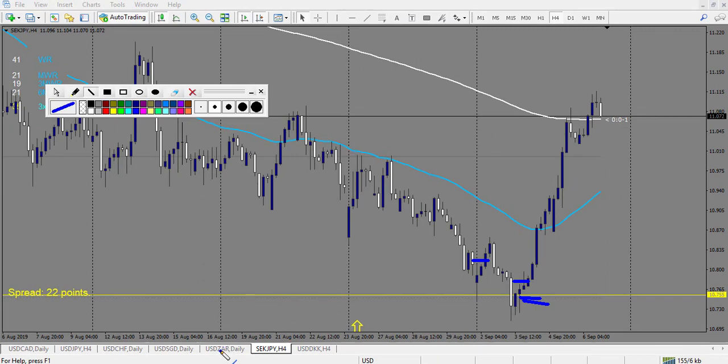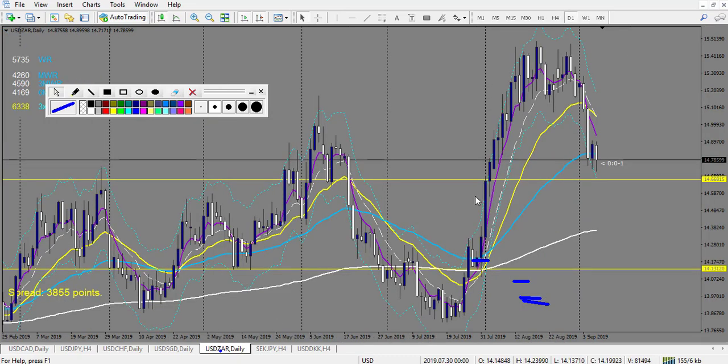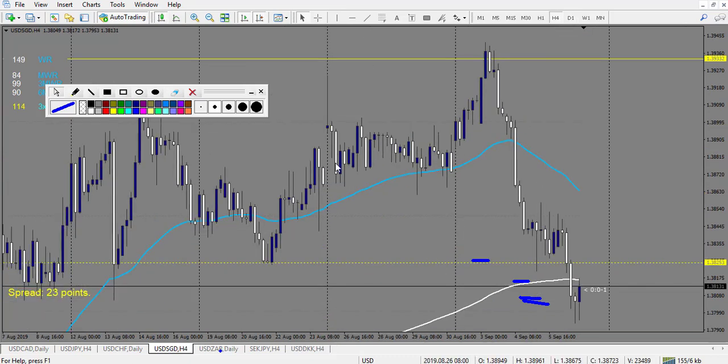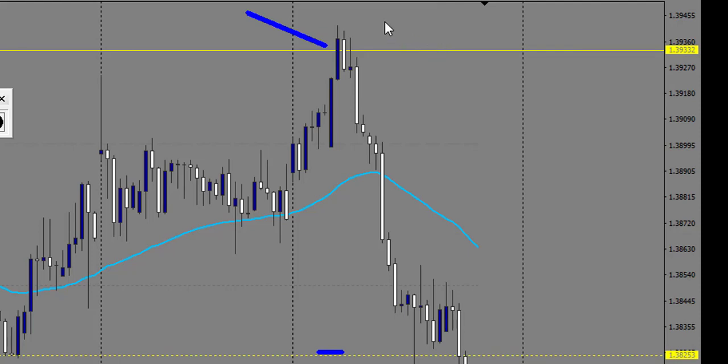Let's look at USDZAR. USDZAR, nothing touched. USDSGD. Oh, this one was very nice. Beautiful trade on USDSGD last week. So price touched the level, made nearly a railroad track right here, and I waited for this specific pin bar to form.